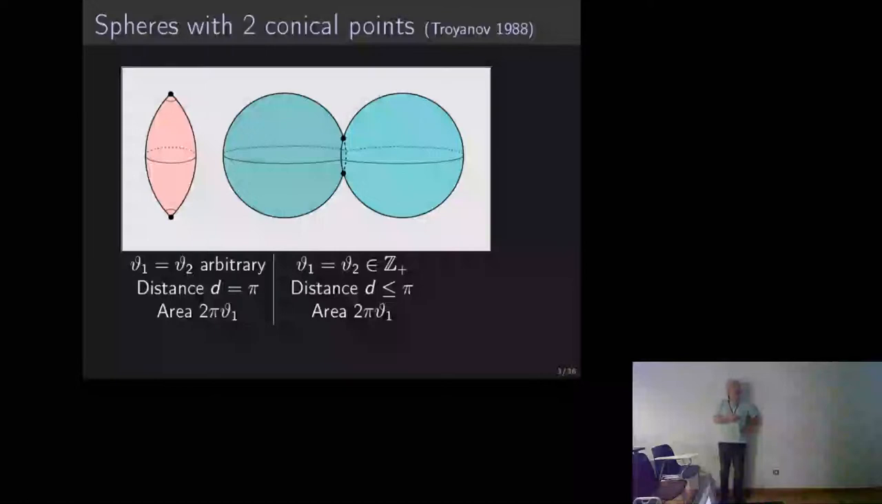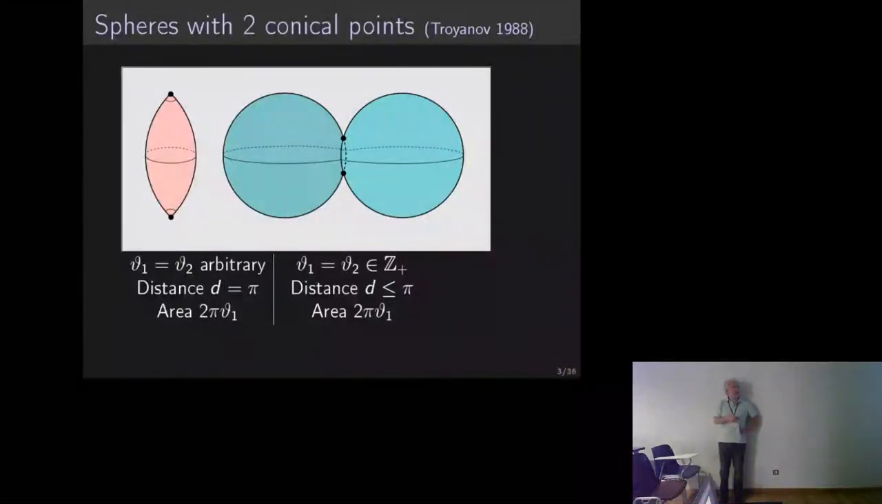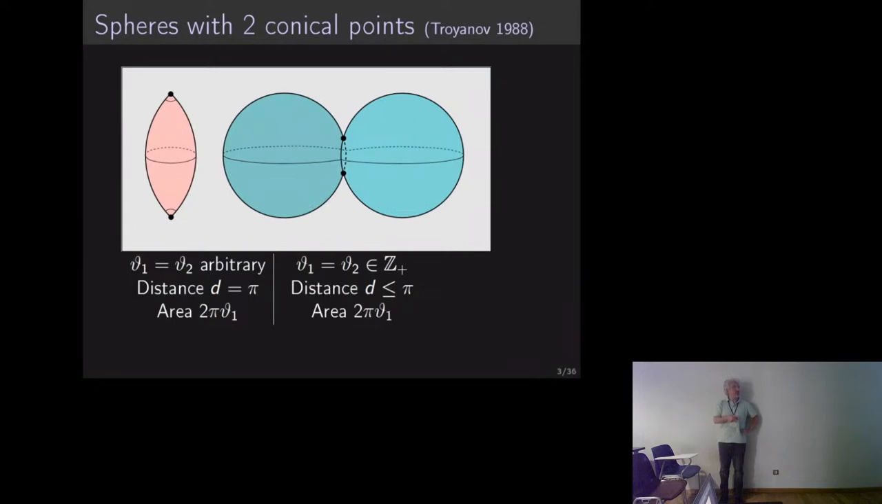This is a cyclic double cover of the sphere. So these are the two preimages of the sphere. If you take the map z goes to z squared, this gives the double cover of CP1 branched at 0 and at infinity, for example. You can do it at any pair of points, and so you can have any distance between the two points.